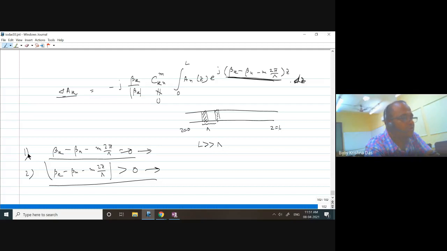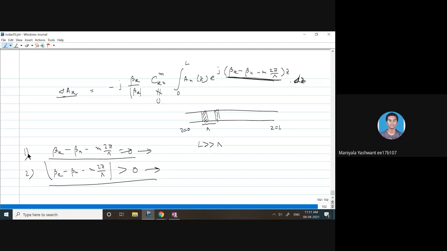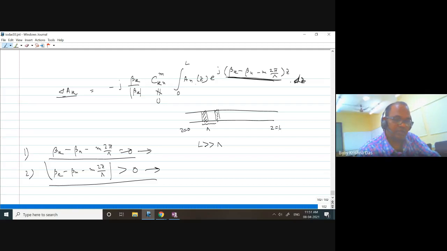Are you following me? If it is 0 in the first case, the integral becomes a constant and it multiplies with ckn. So this an z you have to integrate, right? If it is 0, that means this thing is gone. The exponential term will be 1. So if it is 1, then you can get some kind of integration value.